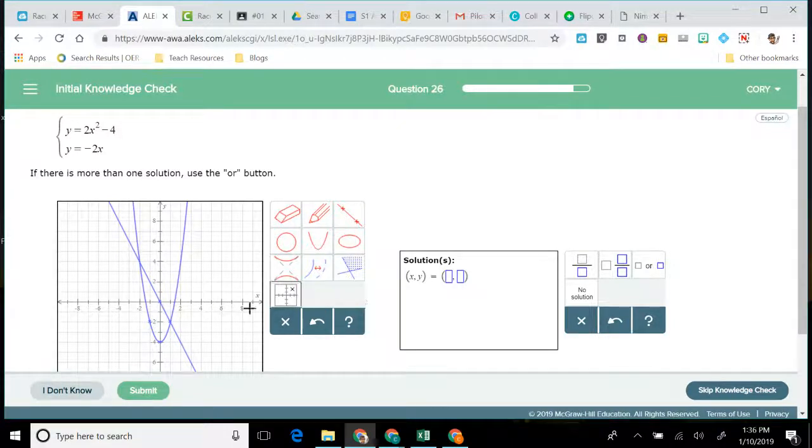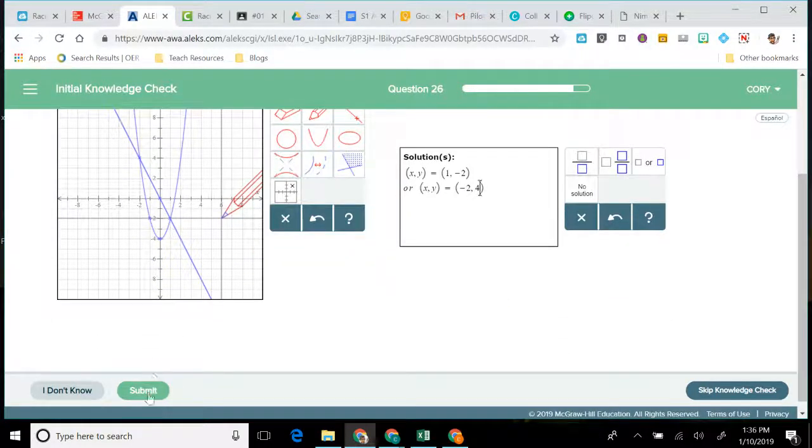Oh, I got 2 solutions. I got a solution at, what's that? 1, -2, and -2, 4. The solutions are 1, -2 and -2, 4. The 2 solutions intersect twice.